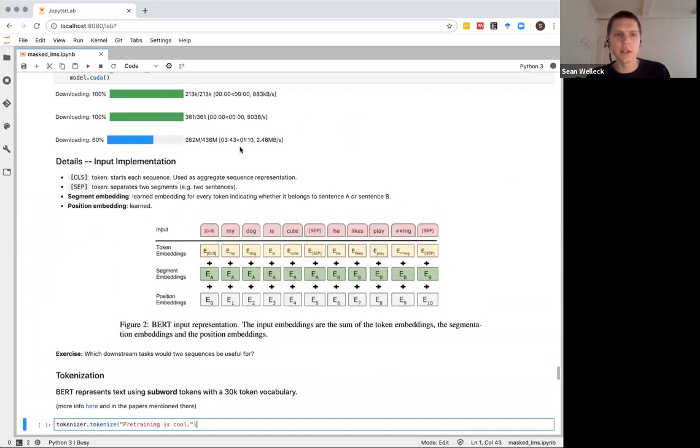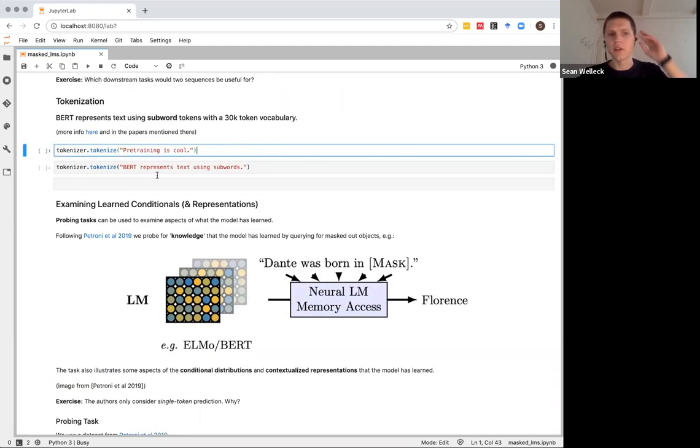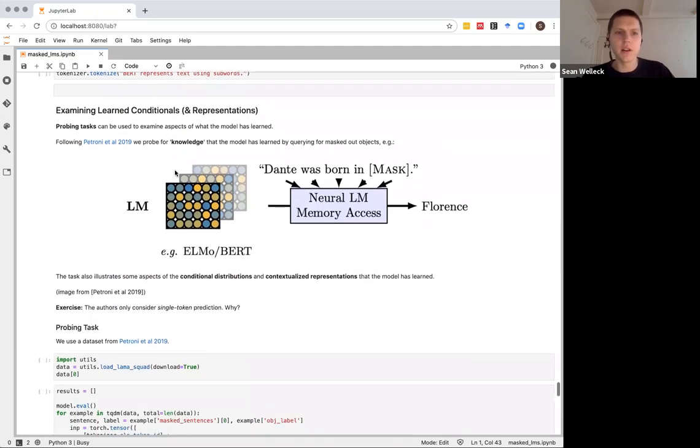Let's see how the download's doing. Okay, so it looks like it'll finish in time. So once it finishes, I can show you exactly what the subword thing is doing. But here, I'll describe the task that we're going to actually use this BERT model for today.